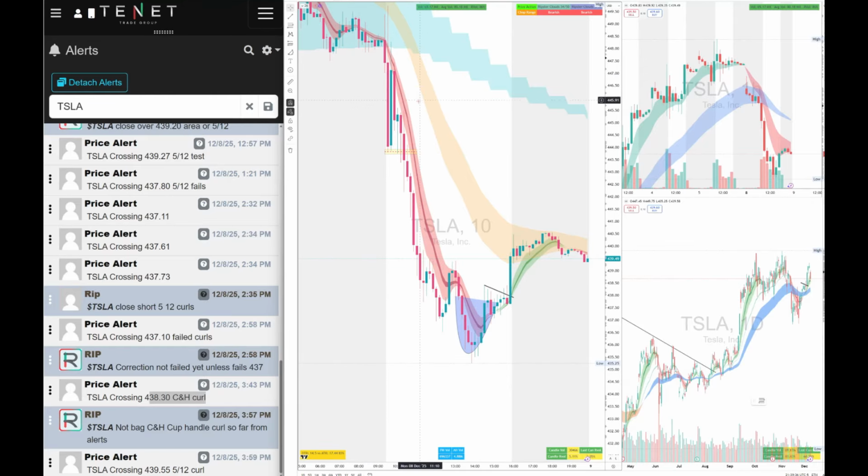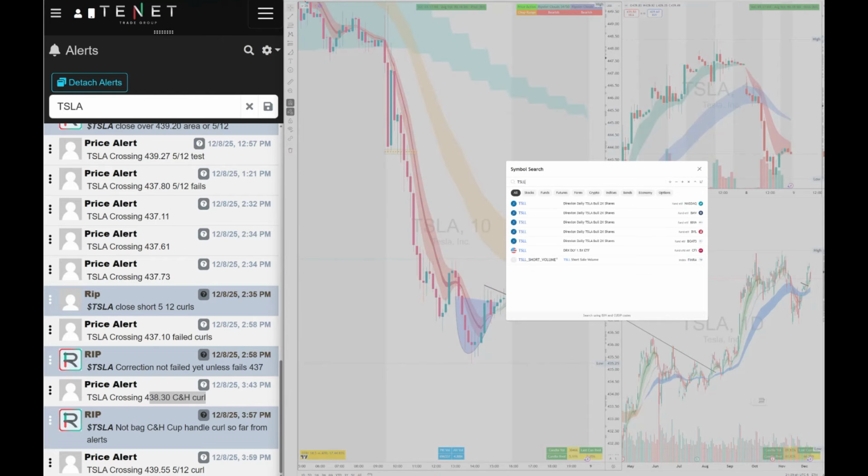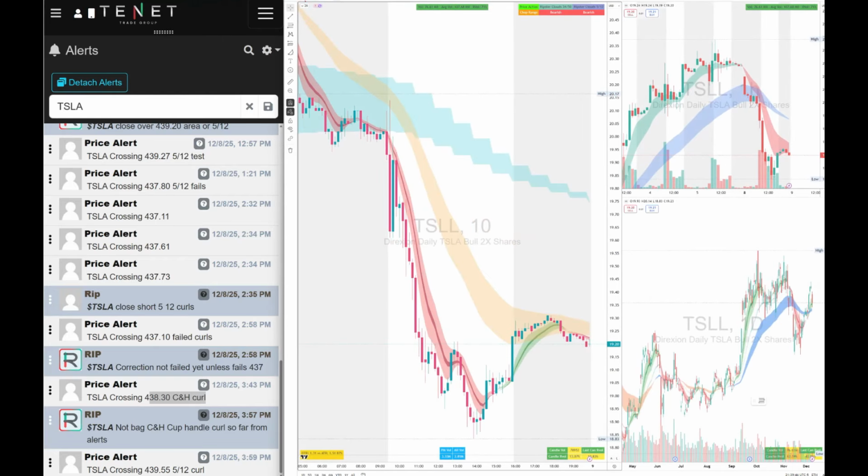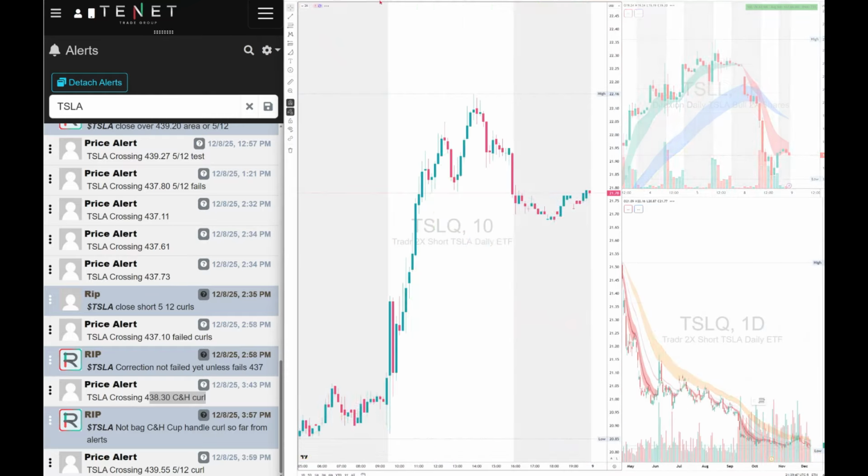This is how you do it. You could trade options 100% as well, or you could trade the leverage ETFs. You could trade the TSLA short, the smaller name, or you could trade TSLQ. So that's how you do it.